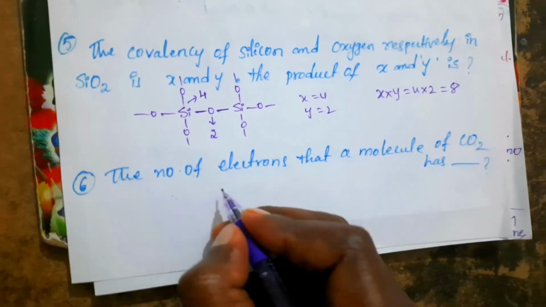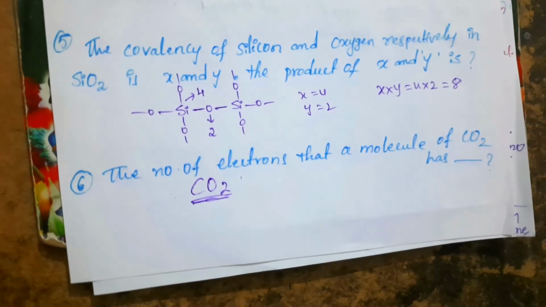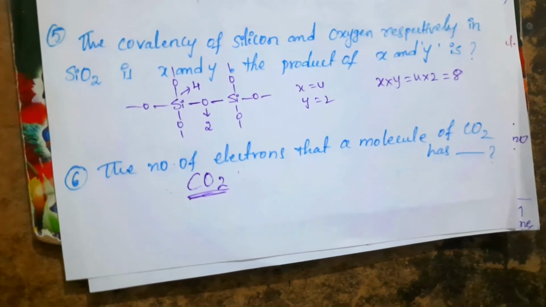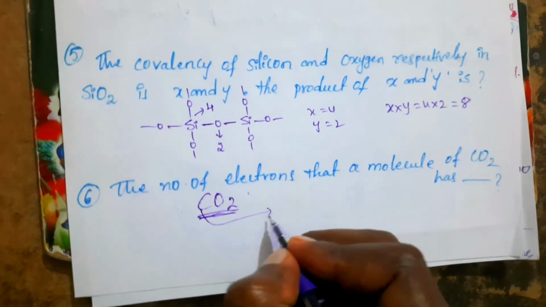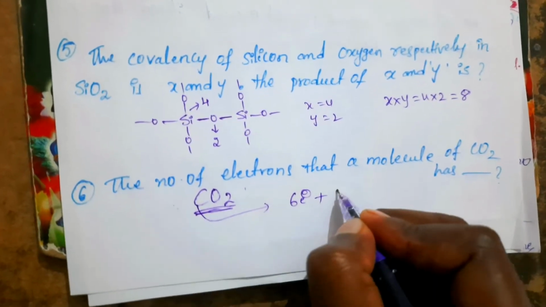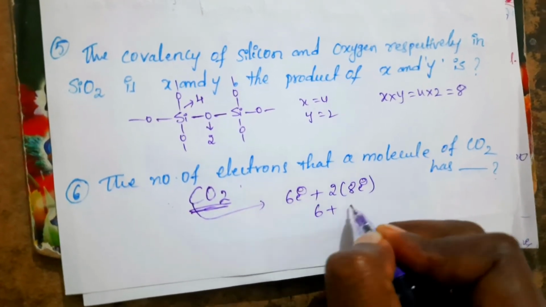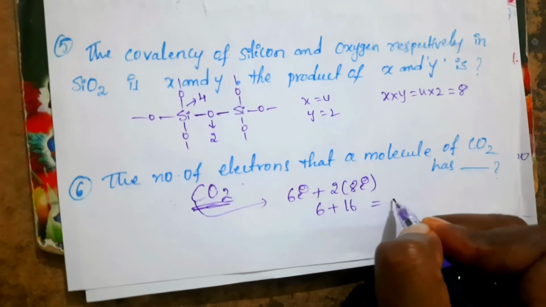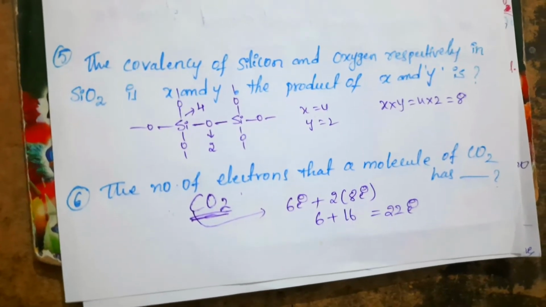The number of electrons that a molecule of CO2 has. Here they are asking for the total number of electrons. Carbon has 6 electrons, plus each oxygen has 8, so 2 into 8 electrons. That is 6 plus 16, which is 22 electrons. Carbon dioxide has 22 electrons.